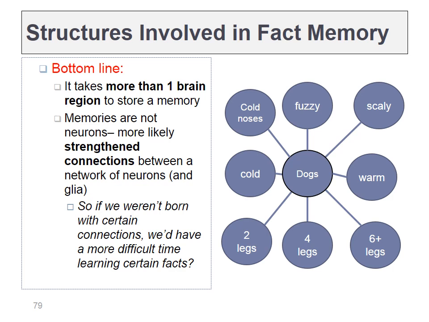Nevertheless, to store a memory requires more than one brain region. A memory is not a single location in the brain. It's a connection between a lot of different things. For instance, my memory of dogs might involve cold noses, fuzziness, warmth, and forelegs. So when we consolidate a memory, we're going to strengthen the connections between these concepts while weakening the connections with irrelevant concepts.